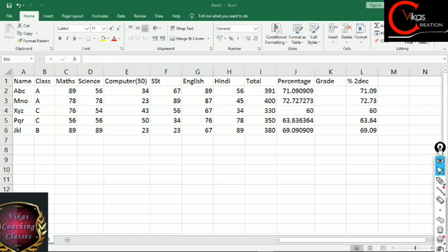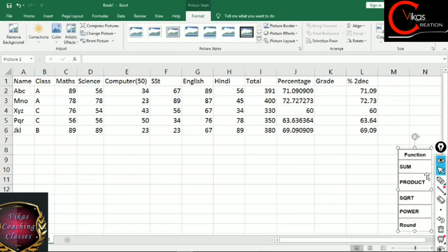So in this way we can use this round function in our normal life, especially whenever we are creating report cards. So just now we have discussed about few things. We have discussed about sum function in this, we have discussed about percentage, we have discussed about round function. Now let's discuss about more functions that we have. Let me show you all the functions first.